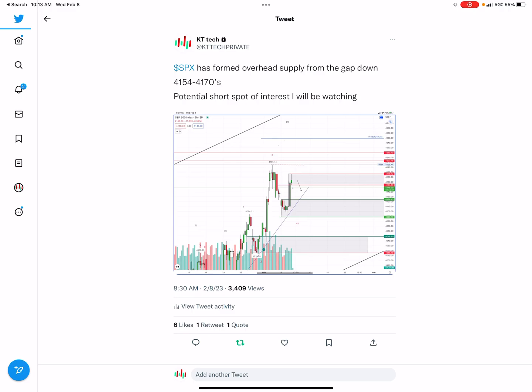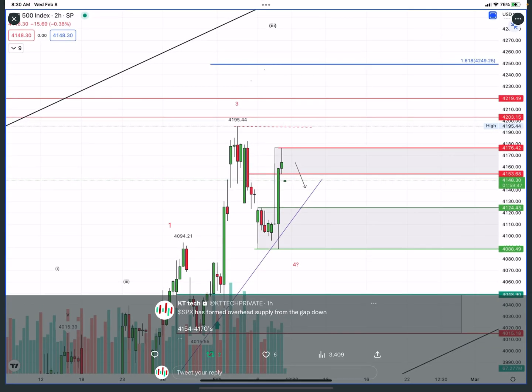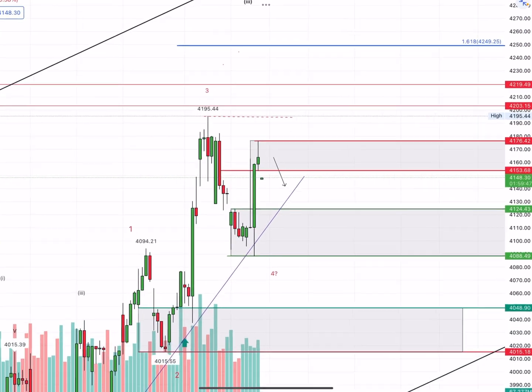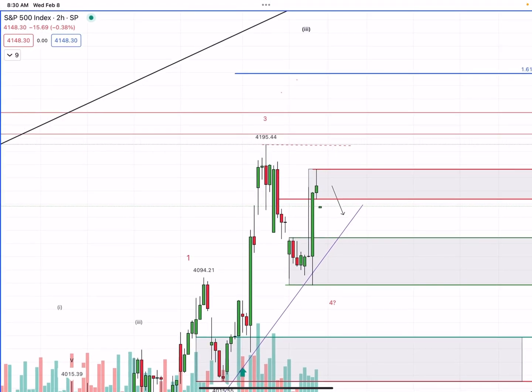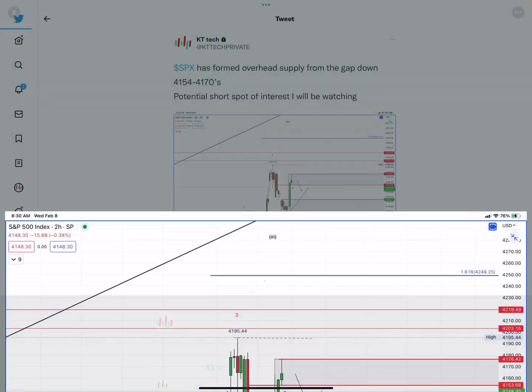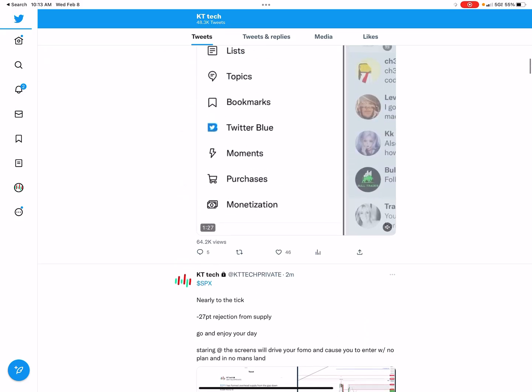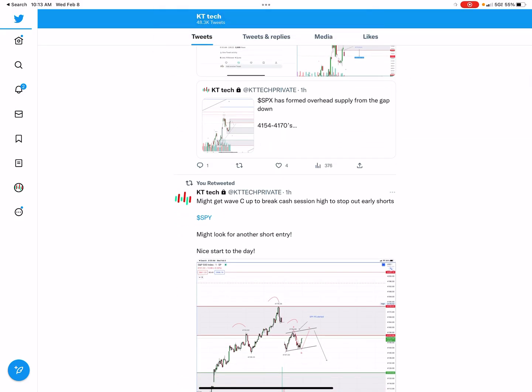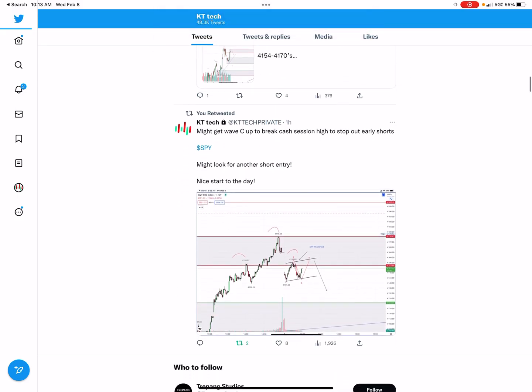I said that S&P formed overhead supply from the gap down, 4154, 4170s, right? This was my short zone. So not only am I going to show you why this was valid supply, I'm going to show you the execution process behind it. Okay, because there are a lot of things that go into it.